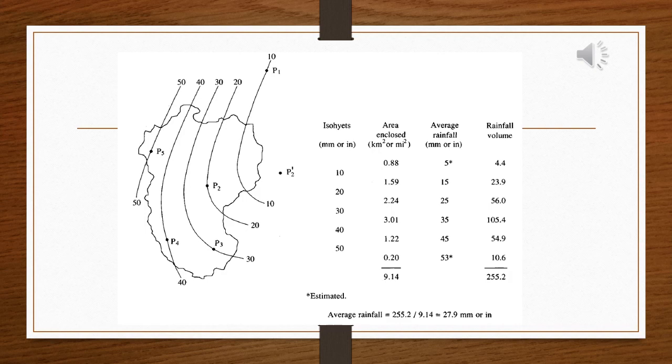So we are gonna take, let's say we have 10 millimeters of rainfall occurring between the P1 station isohyets, and we draw a line where 10 millimeters of rain occurs in the watershed. We are gonna take the right side, which is 0.88 kilometer square, and the left side is 159. Then we are gonna divide it.